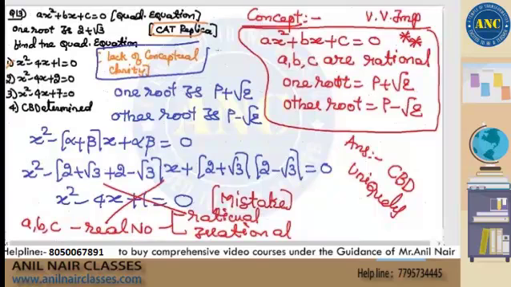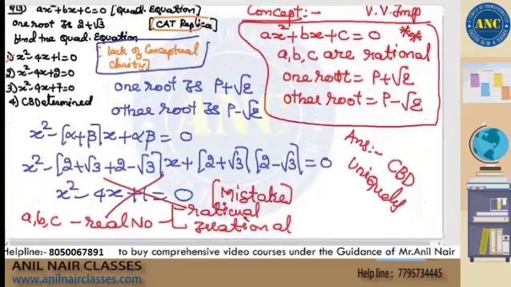Lack of conceptual clarity. Remember, only if a, b, c are rational, if one root is p plus root q, other root will become p minus root q. It is only possible when a, b, c are rational. Please put a star mark on this. So answer for this question is cannot be determined uniquely.